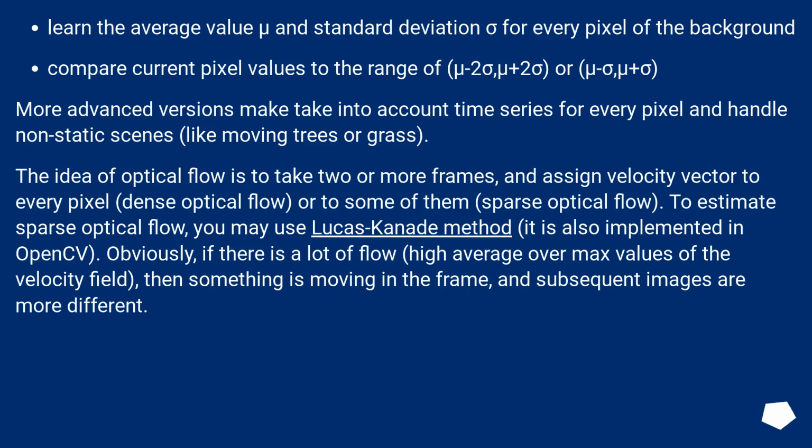The idea of optical flow is to take two or more frames, and assign velocity vector to every pixel, dense optical flow, or to some of them, sparse optical flow. To estimate sparse optical flow, you may use Lucas-Kanade method. It is also implemented in OpenCV. Obviously, if there is a lot of flow, high average over max values of the velocity field, then something is moving in the frame, and subsequent images are more different.